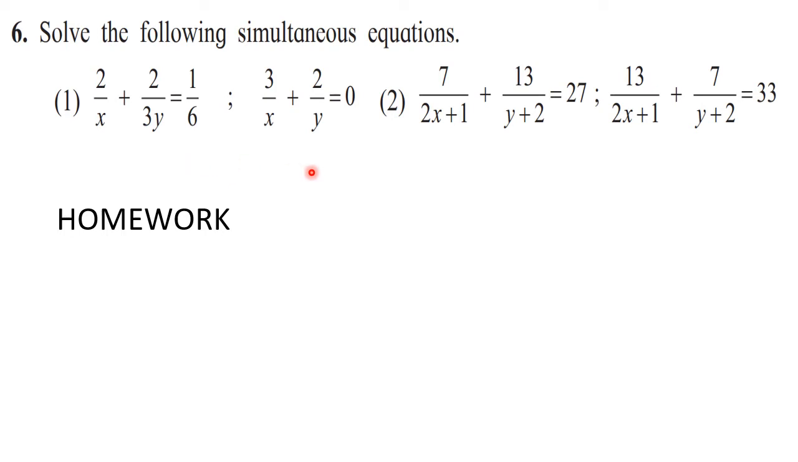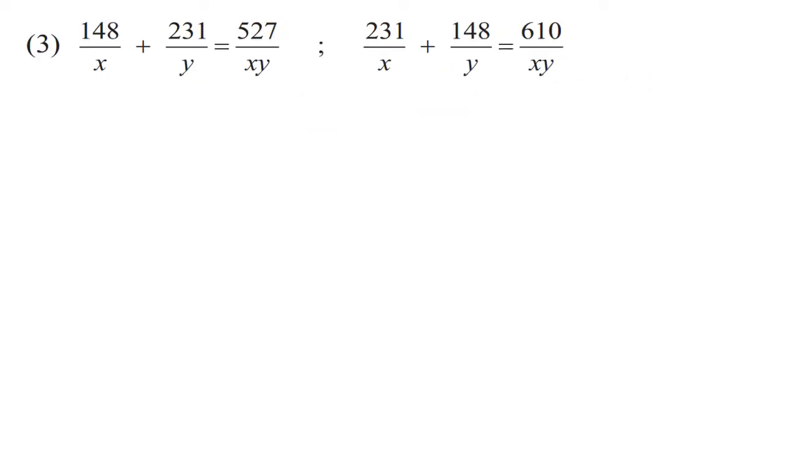Sub question number 3 from this question number 6 is different. So let us discuss that. Question number 3: 148 upon x plus 231 upon y is equal to 527 upon xy. And the second equation is 231 upon x plus 148 upon y is equal to 610 upon xy.